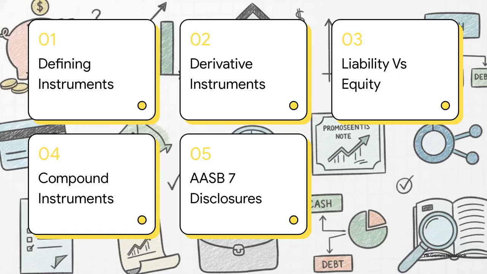Here's our quick 5-step roadmap for today. We'll define the basics, unpack derivative instruments, tackle liability versus equity, look at compound instruments, and finally, master those ASB 7 disclosures. Let's get into it.